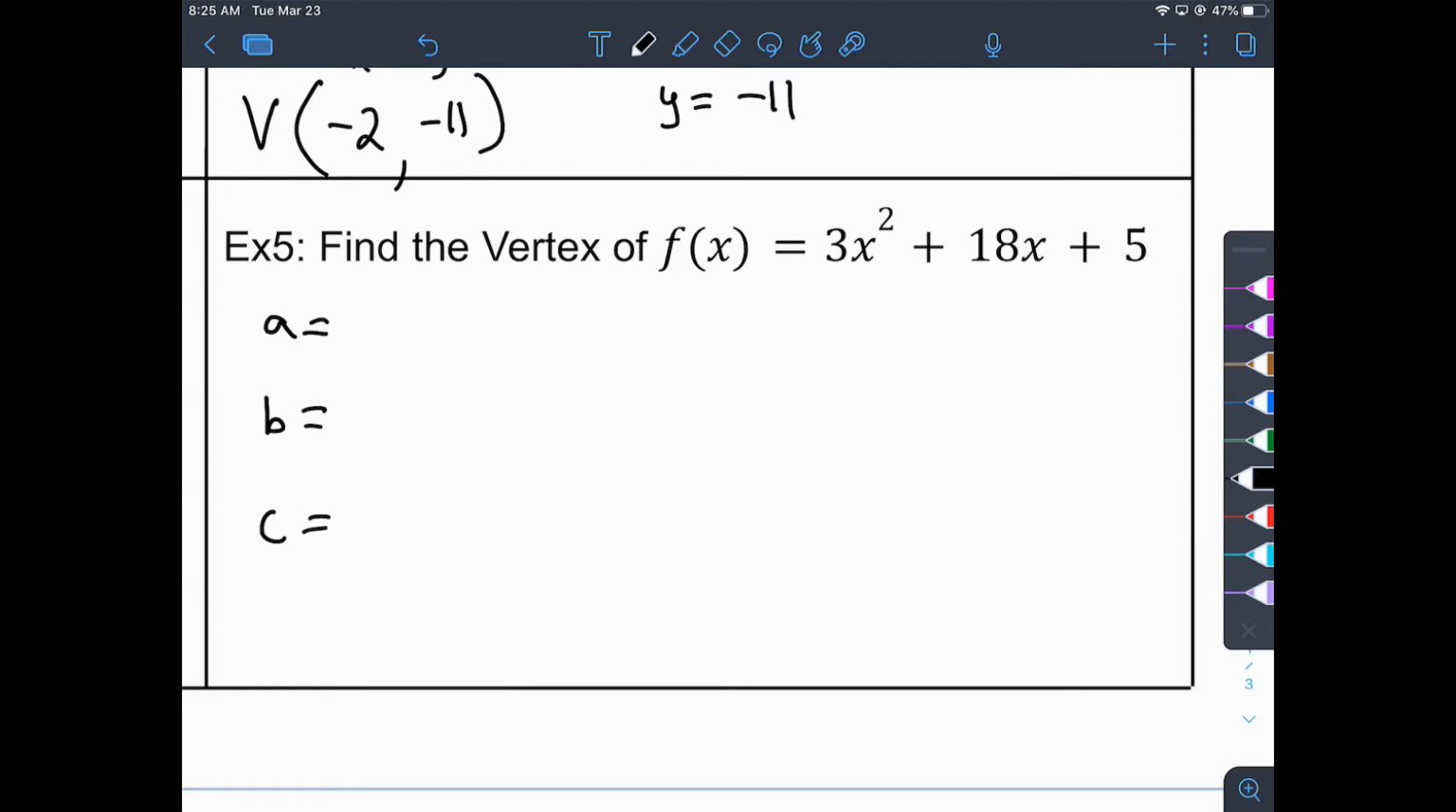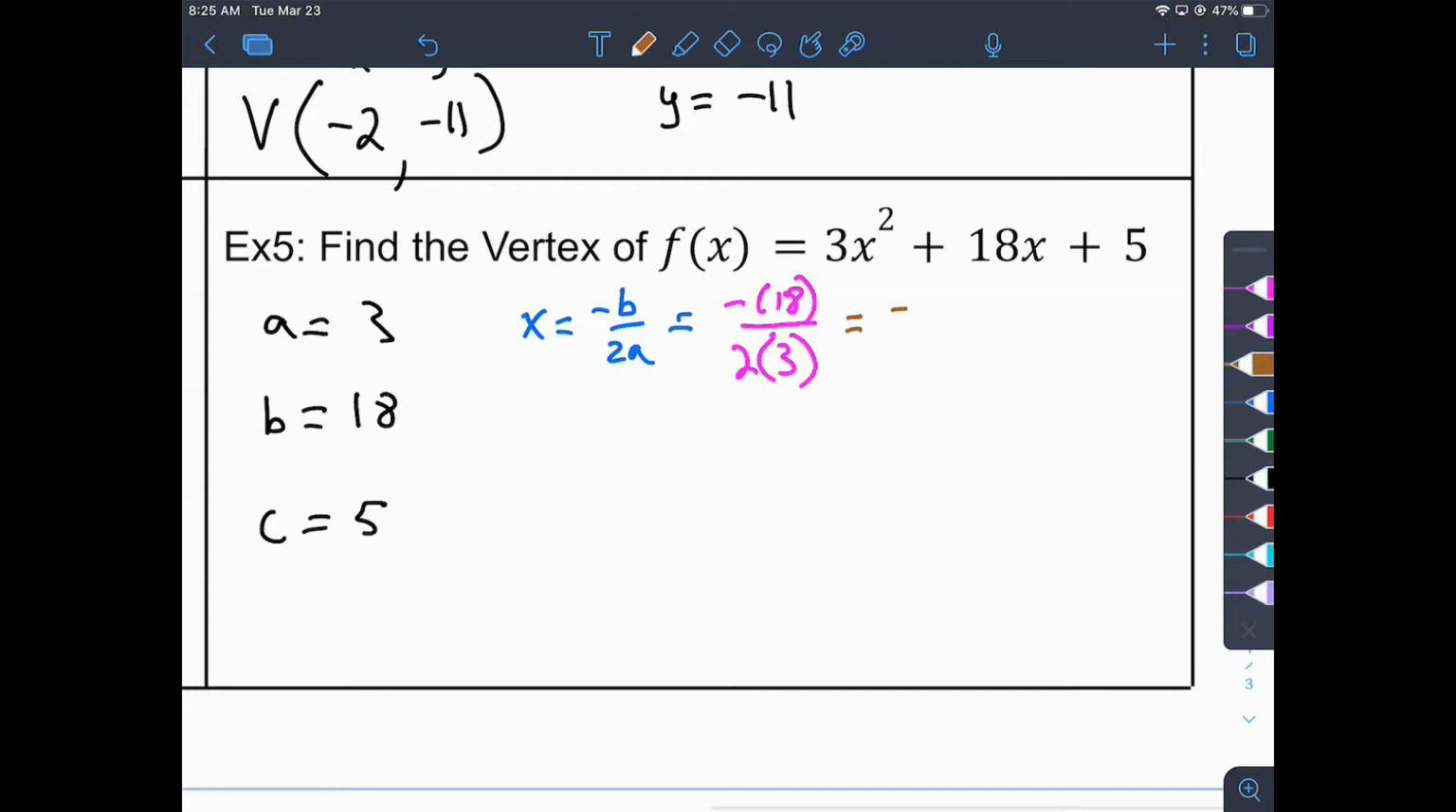Let's do it one last time and we will call it good. So here we go. We got x equals the negative of b over 2a. In this case, the b is an 18, so the a is a 3. Negative times 18 is negative 18. 2 times 3 is 6. And negative 18 divided by 6 is negative 3.